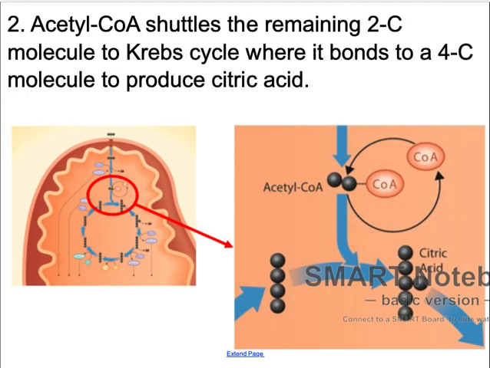Okay, so acetyl-CoA shuttles the remaining 2 carbon molecule to the Krebs cycle, where it's going to bond with a 4 carbon molecule called citric acid. The Krebs cycle is also known as the citric acid cycle, because that is the first molecule made in the Krebs cycle. So this 2 carbon molecule plus 4 equals 6, and that molecule is called citric acid.